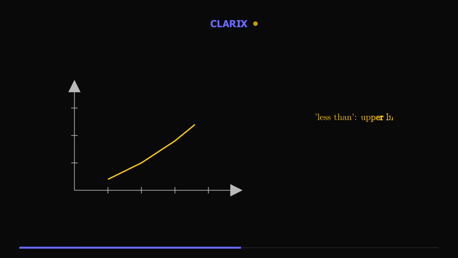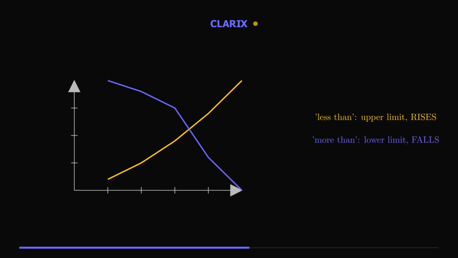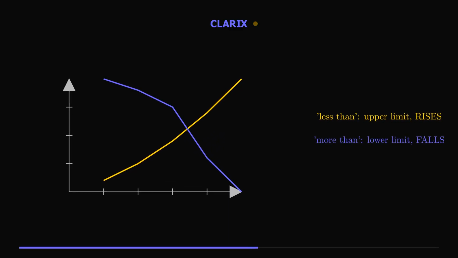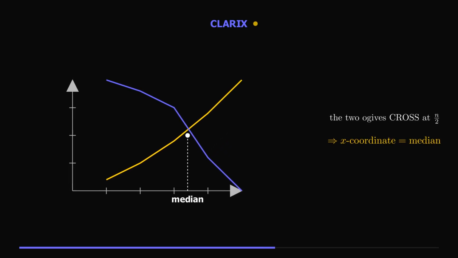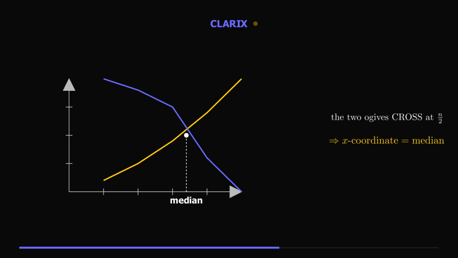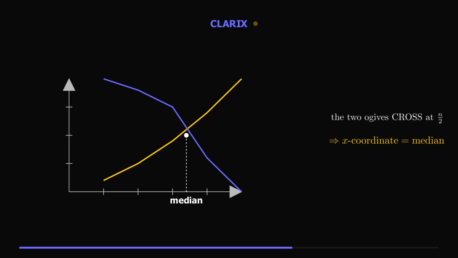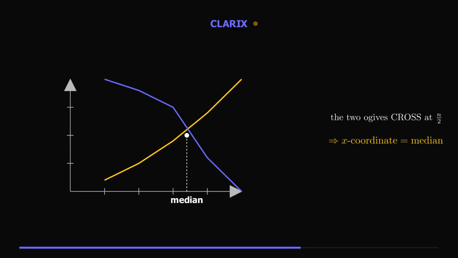There are 2 kinds. The less than ogive plots each class's upper limit against the running total so far. It rises. The more than ogive plots each class's lower limit against the frequencies from that class onward. It falls. Same data, 2 curves, mirror images. And here's the payoff. Draw both ogives on the same axis, and they cross at exactly 1 point. Drop a perpendicular from that crossing to the x-axis, and the foot is the median, because that's where the cumulative count equals n over 2. Or on a single less than ogive, mark n over 2 on the y-axis, slide across to the curve, then down to the x-axis. Either way, the graph hands you the median.